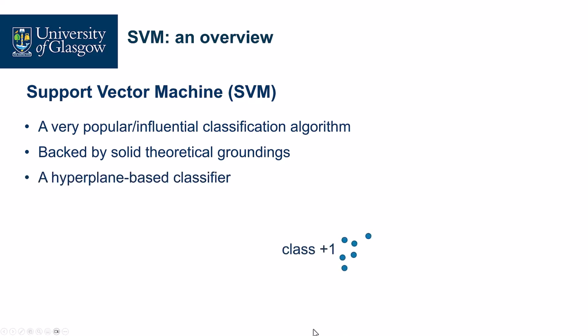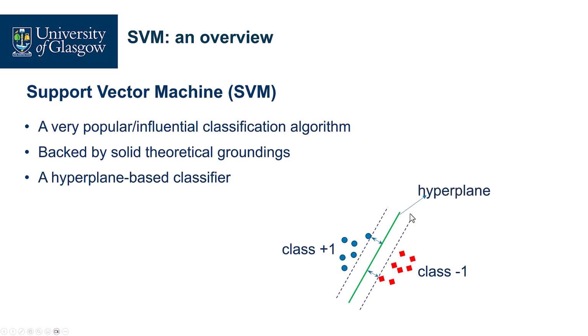So let's see, there is a class positive 1, and here is a class minus 1. Then we have a line here to separate the 2 classes, right? And we can see we also have 2 dashed lines. You can see this one just has a point here, right? So these 3 lines are very important in SVM. The green line, we call it the hyperplane. SVM separates data by this hyperplane.